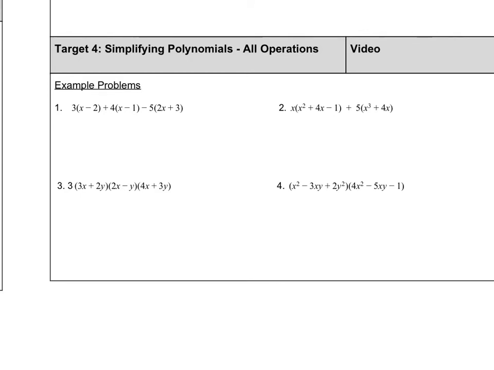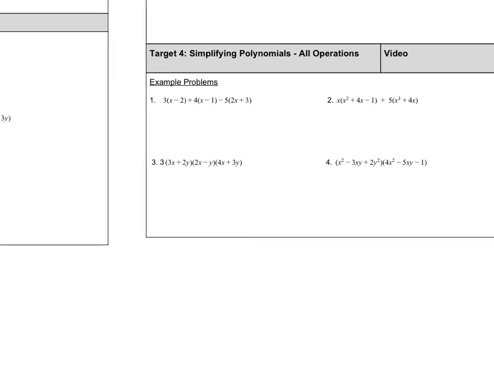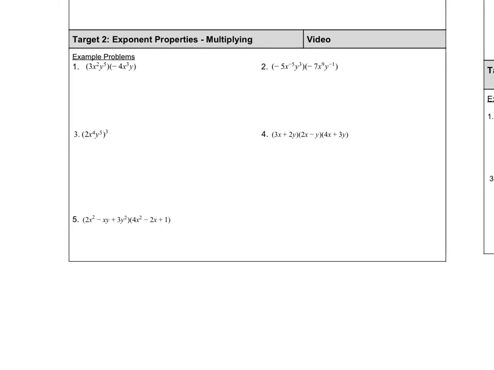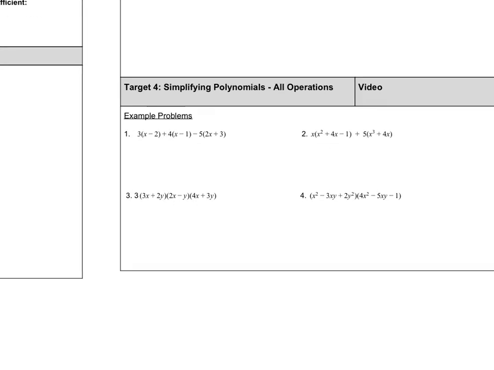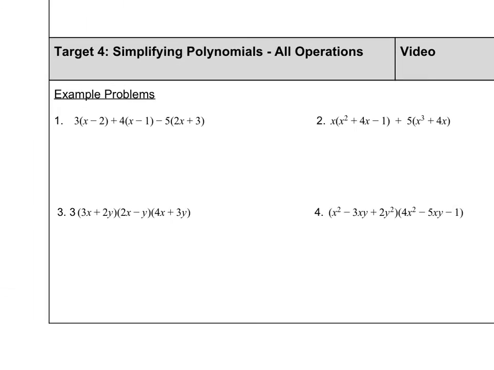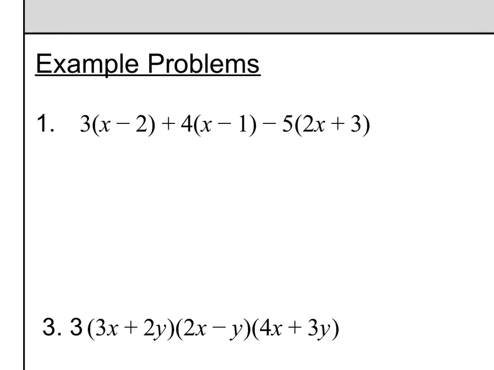And in this video we're going to be hitting on target 4, which is simplifying polynomials through all operations, except for division, because then that gets into rationals, but that's for a different unit. This one's going to go pretty well hand in hand with the stuff that we talked about on target 2, so you might want to reference back and forth with that one as we go. Our goal here is to combine like terms and get things written into standard form using the properties we've picked up along the way. All right, so let's take a look at number 1.